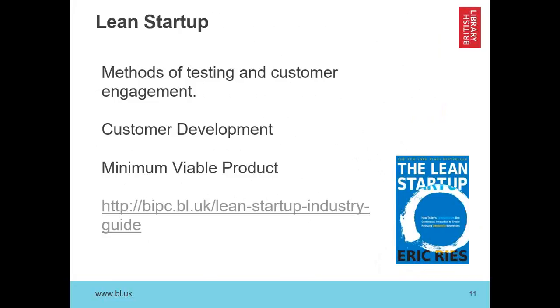You can find an awful lot of material about Lean Startup just by doing a simple search on the web, or you can read the book written by Eric Ries, The Lean Startup. It's a very good book, puts the whole concept of Lean Startup in very simple terms. If you haven't got time to read the book, then have a look on the British Library's website, because we have a guide to Lean Startup which lists some of the key resources that are available. You can get a copy of the guide via the link that's on screen now, or you can go onto our website and have a look.